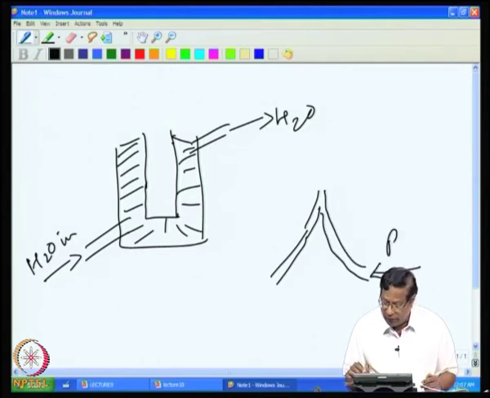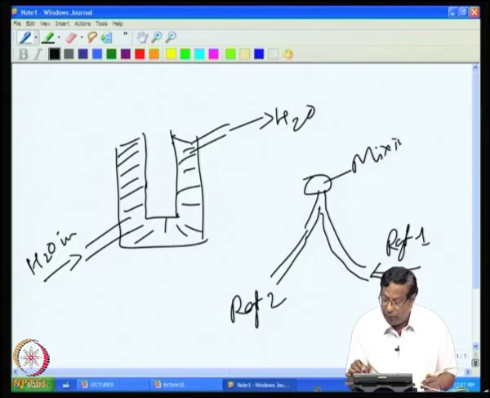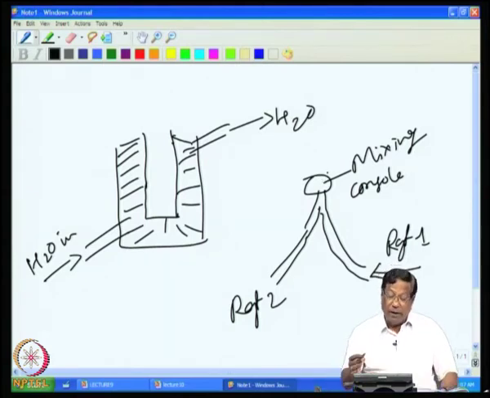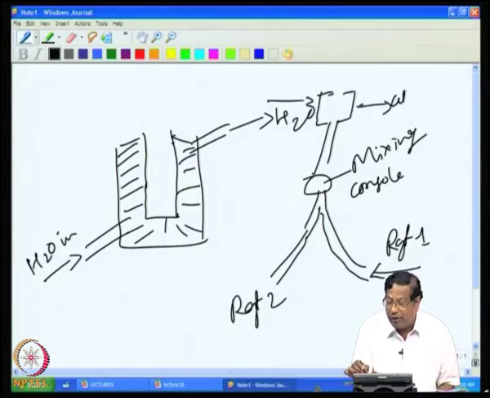This is reagent 1, this is reagent 2, and one of them would be a sample. Here we have a mixing coil, and then the reaction will proceed here to produce a colored complex, and that will be continuously passing through a reference cell, where the absorbance would be measured.